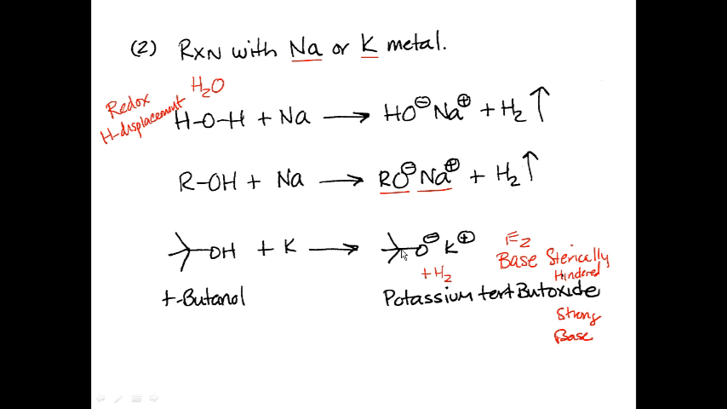So that's the first method to make an alkoxide, or to net deprotonate the alcohol. And of course we know what to do with alkoxides. We do E2 eliminations, or we could potentially do SN2 if we had very small sterically non-hindered alkoxides.